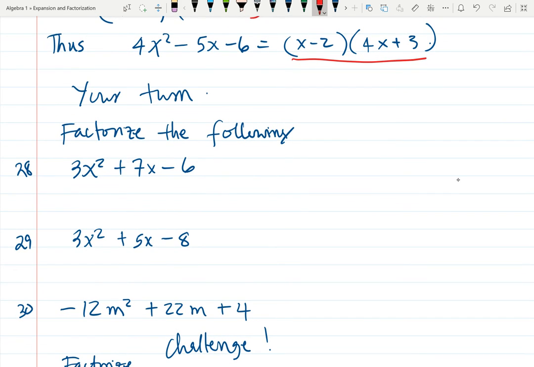So what are you going to do here? You're going to take 3 times negative 6, and you're going to get negative 18. Factors of negative 18 that will add up to positive 7. You look at it, it will be what? 9 and negative 2. So you rewrite these 3 terms. Now you write 7x, and you split that into 9 and negative 2. So it's going to become 3x squared plus 9x minus 2x minus 6. You do that just to get 4 terms. After that, you factorize it.